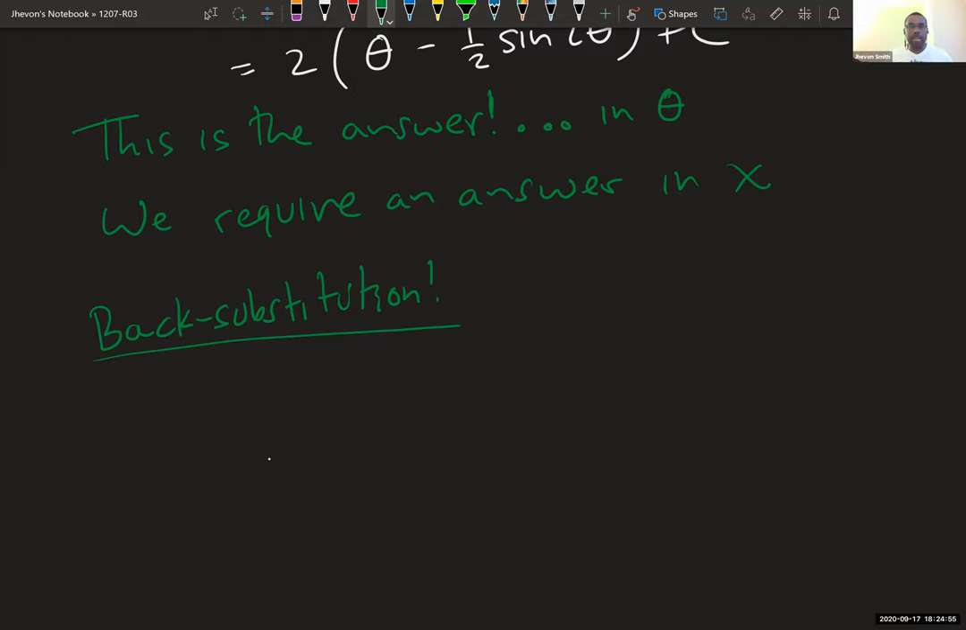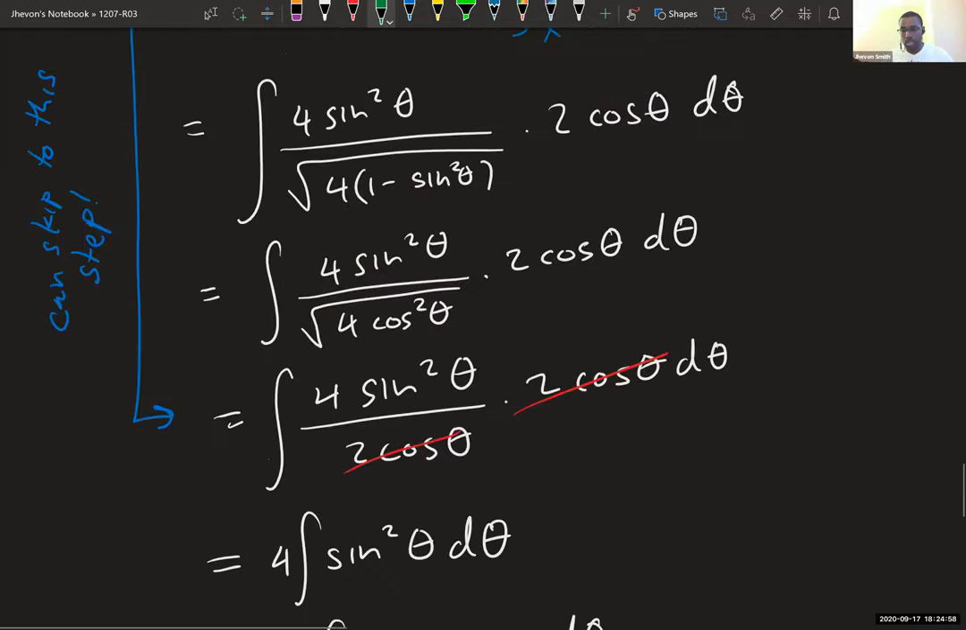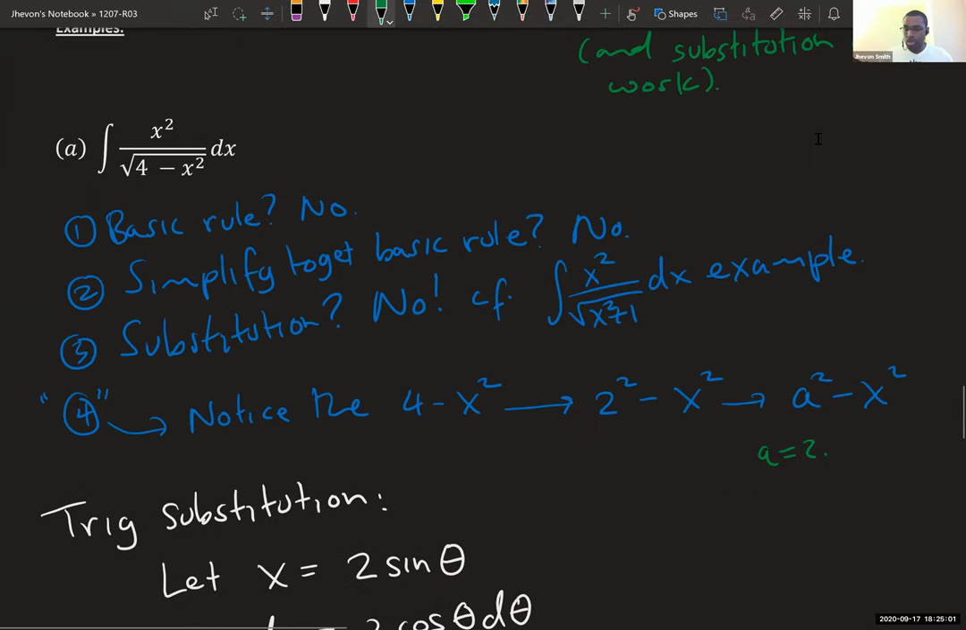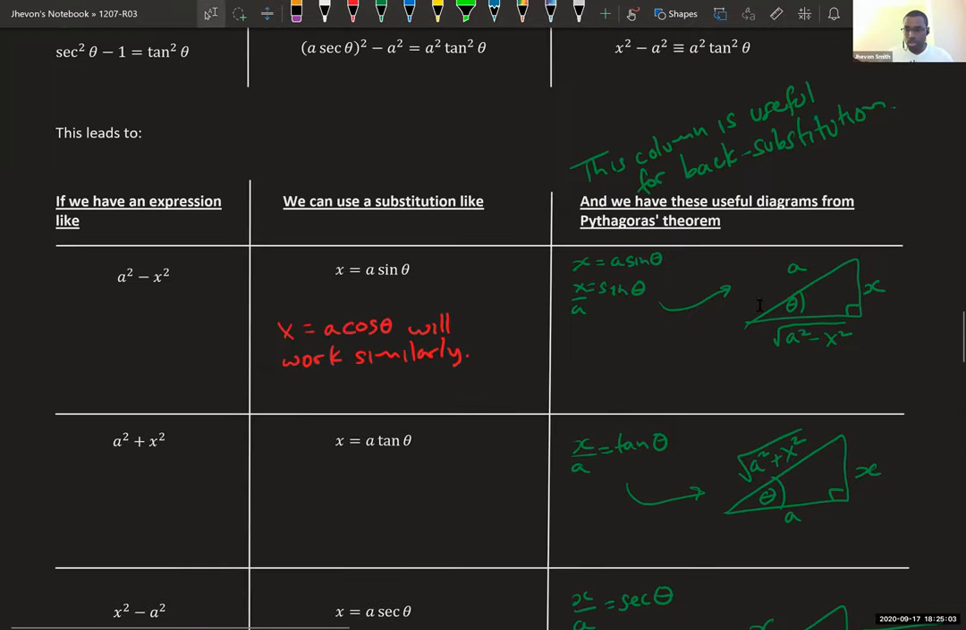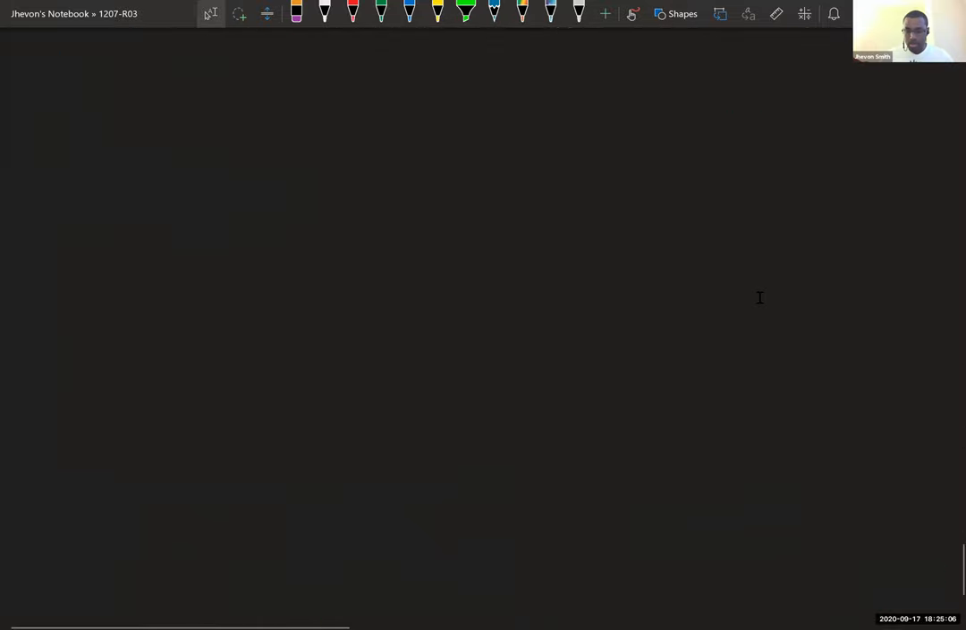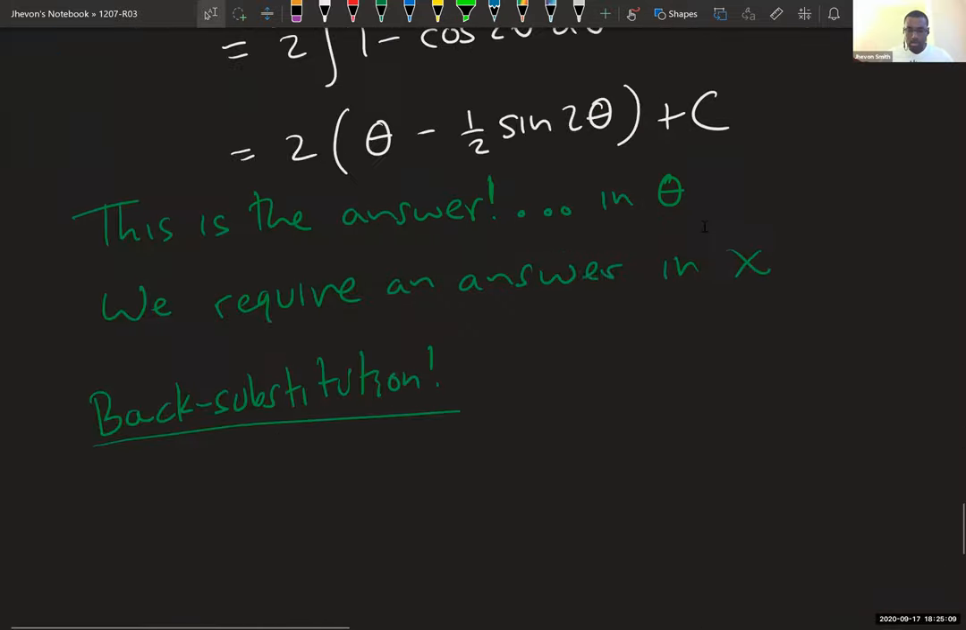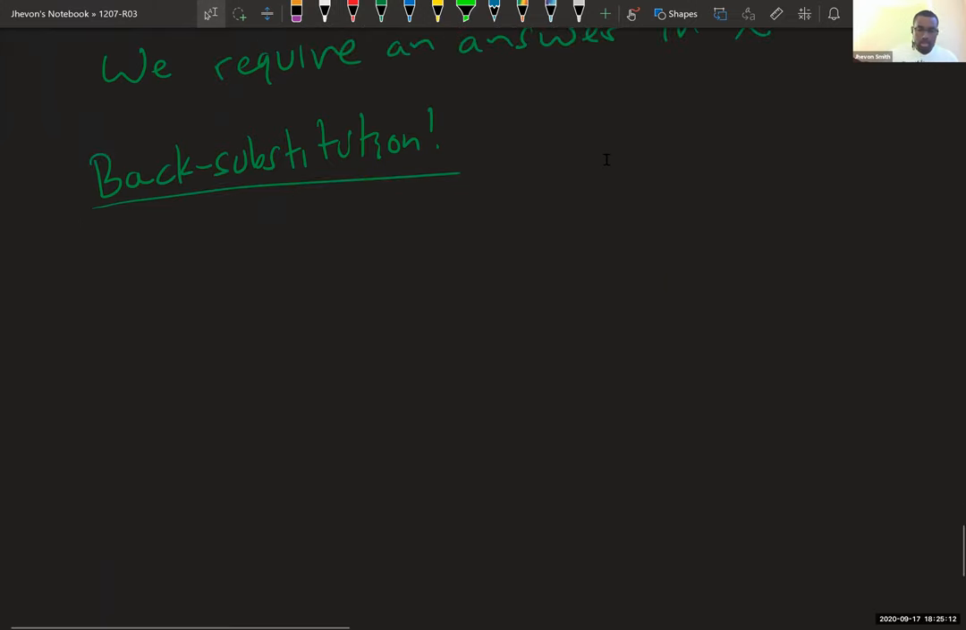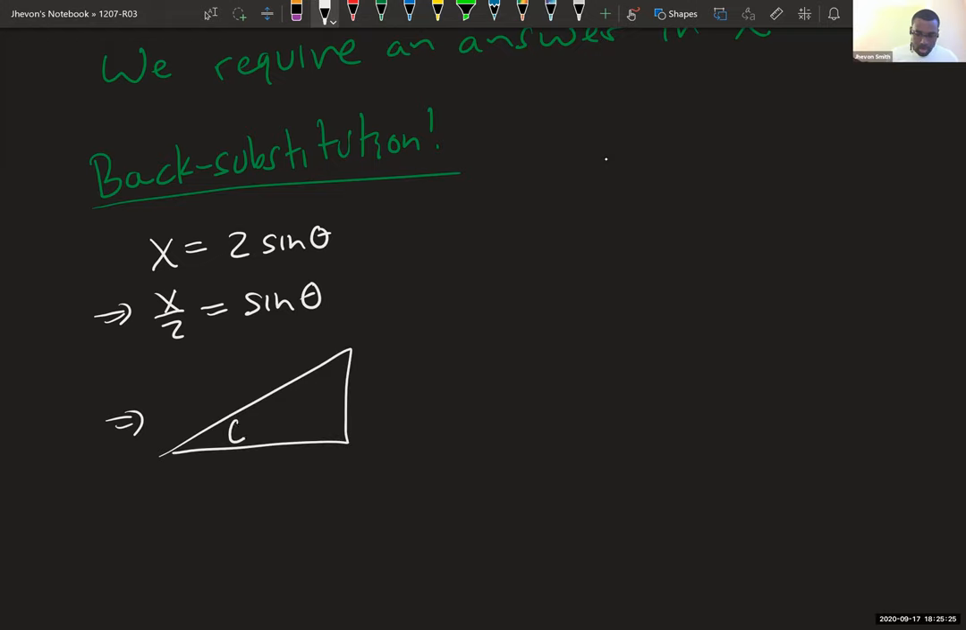Now, how do we do the back substitution? This is where the triangle comes in. Remember, if we look back at that table, I told you being able to draw these triangles is going to be useful. Let me show you. Our substitution was x equals 2 sine theta. So x over 2 is equal to sine theta. Because of SOHCAHTOA, this is opposite over hypotenuse. So this here is going to be the square root of 4 minus x squared.